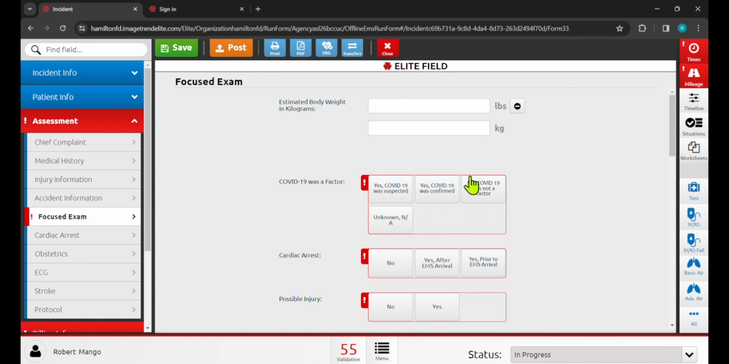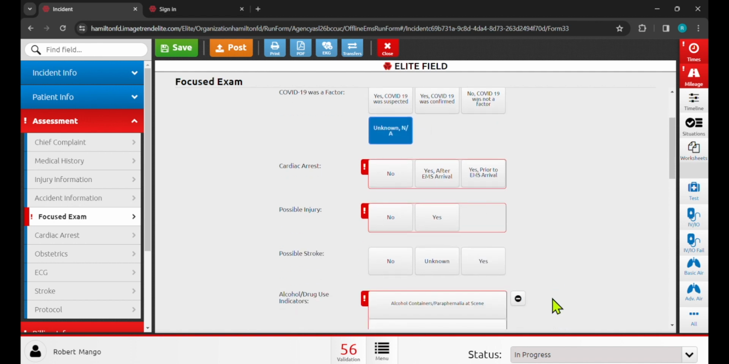I can tell you this. Who are we to say now, if they're suspected, sure. And if maybe they test positive, sure, but who are we to say that it absolutely was not a factor? My personal opinion is I usually go with unknown. Was there a cardiac arrest? Was there a possible injury?